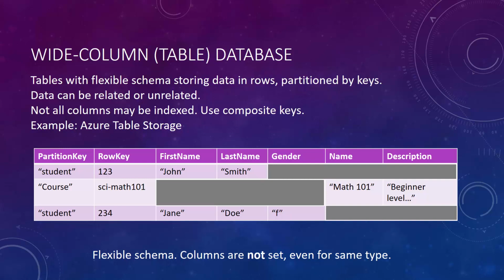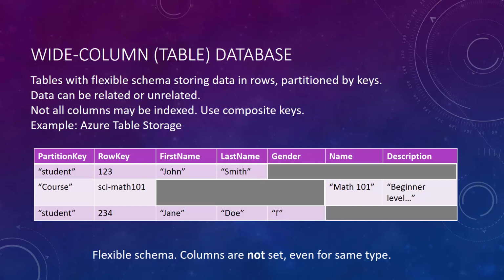And there's one other thing that I'd like to point out here, and that is point number 3. It says not all columns may be indexed, and we use composite keys. So this is an important point. This is not the case with all wide column databases, but some wide column databases will say, look, I'm not gonna index all the columns. What I will do is I will index the key columns. Again, we're looking at the Azure Table Storage example here on the screen, and in this case, Azure Table Storage will only index partition keys and row keys, nothing else.